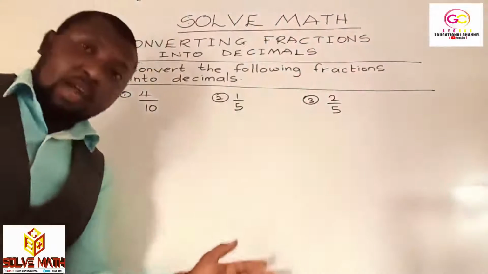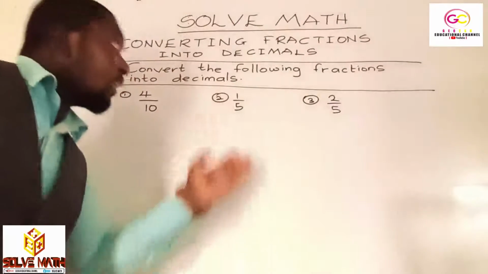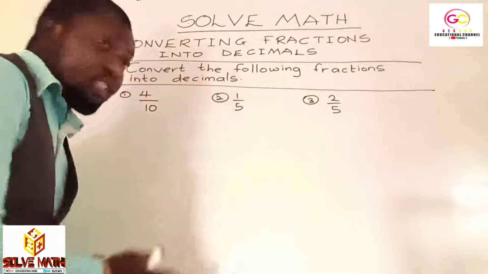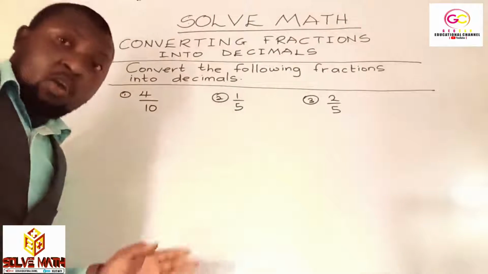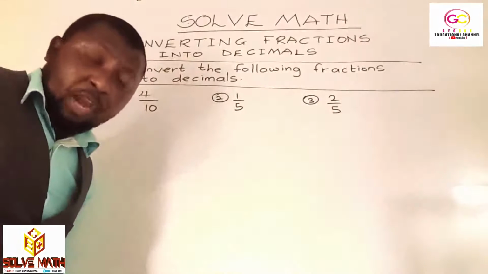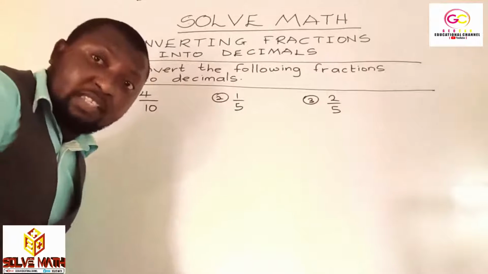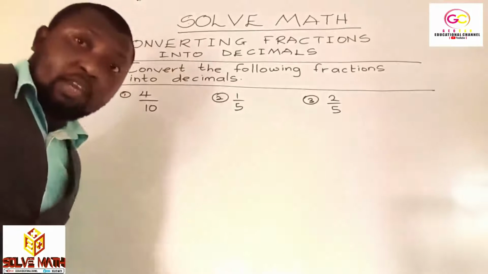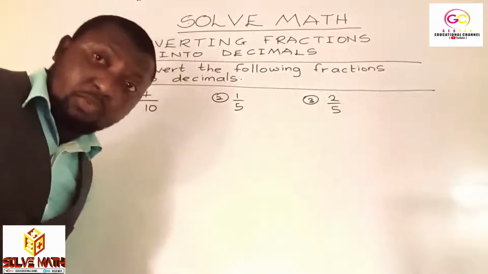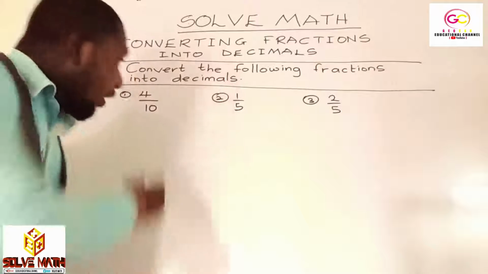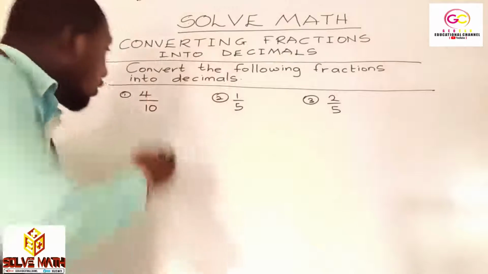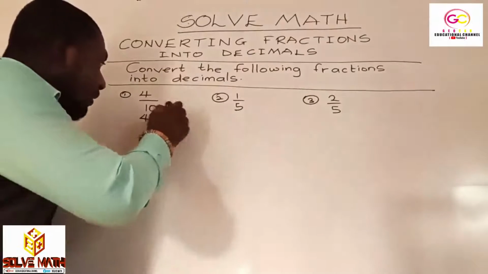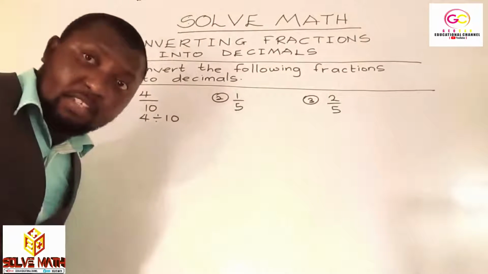Good. This is what we have. The instruction is: convert the following fractions into decimals. The first fraction is 4/10. We are going to use long division to convert this. The numerator is 4. The denominator is 10. Since we are going to use long division, please take note that the over sign simply means division. So 4/10 is the same as 4 divided by 10. That is the first step to take.